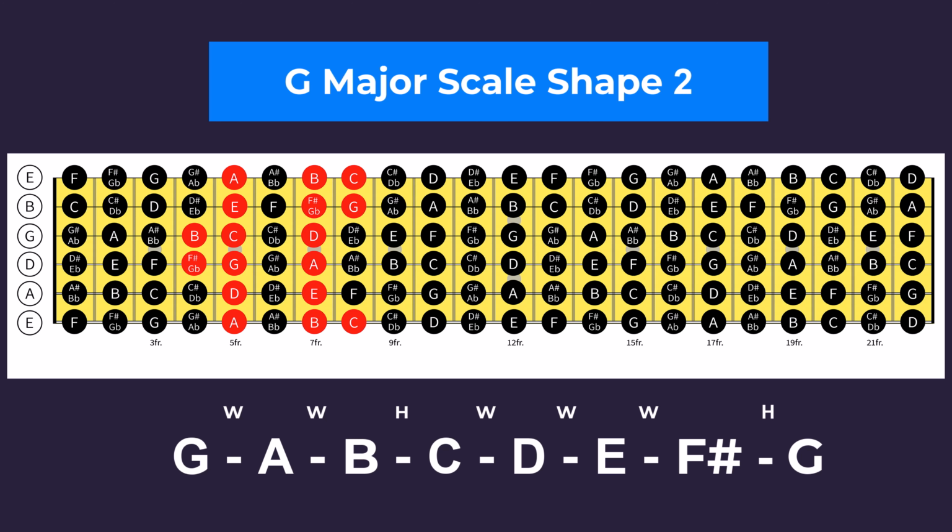Shape 2. Starting from the note A on the 5th fret. Shape 3. Starting from the note B on the 7th fret. You already get the idea. In any case, you can download all of this in a PDF from the description of this video, both in the full fretboard version and the simplified version. You can print it out and memorize it. You can always come back to the video and make sure you're doing everything correctly.